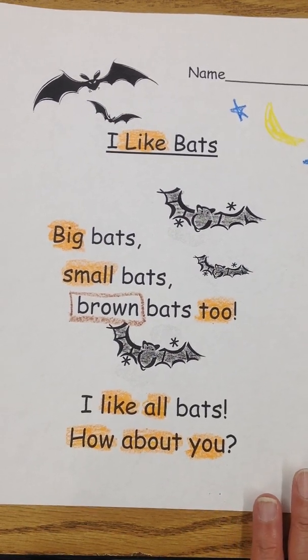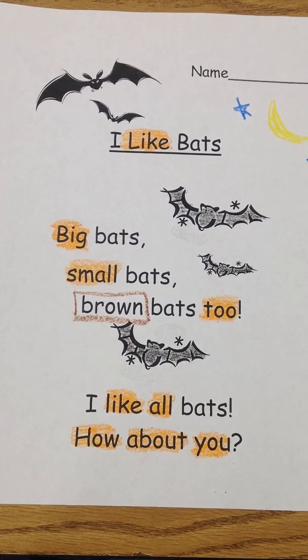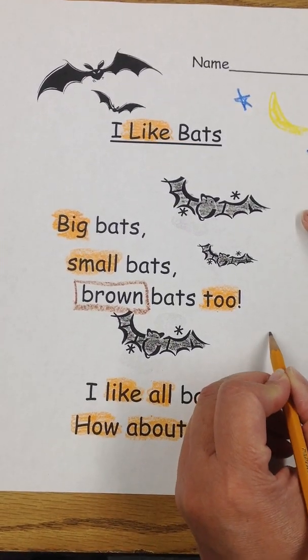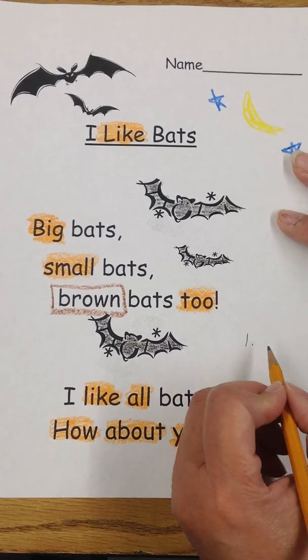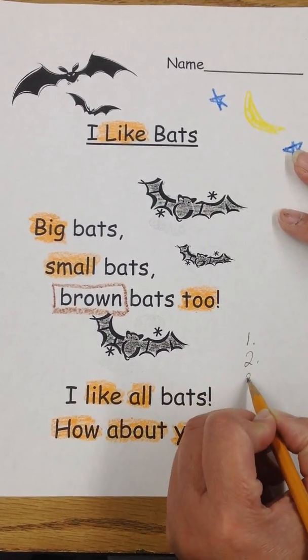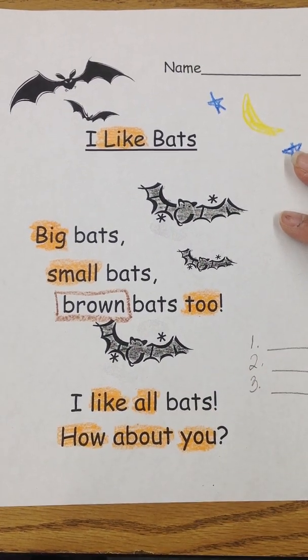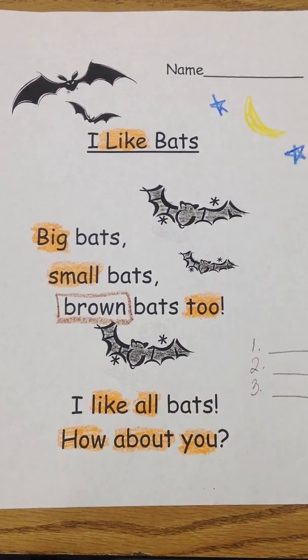You're going to be reading it to 3 people, so you want to make sure you put your 1, 2, 3. So I'm going to put 1 here, 2, 3. Make my lines for people to sign. We always want to make sure people sign for us, so that way we know we read it to them.